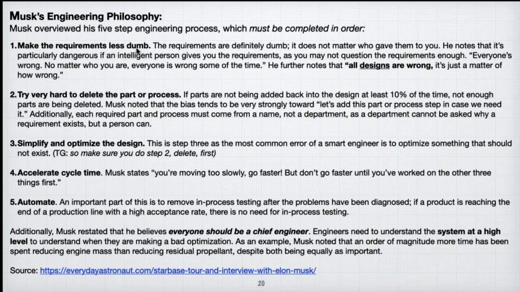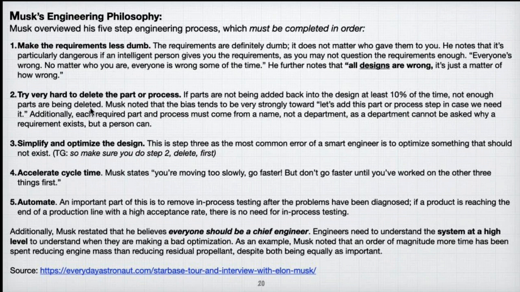Your requirements you should assume are wrong, no matter how smart the guy is, like Elon Musk, who says them. And you need to try to make them less wrong. And the same with designs. So it's a constant skepticism towards the quantified requirements and designs.